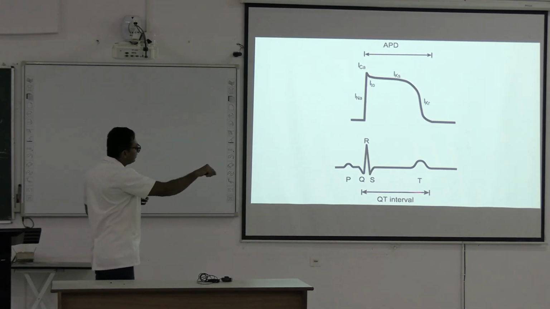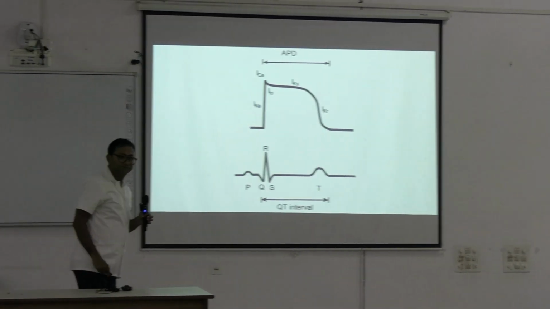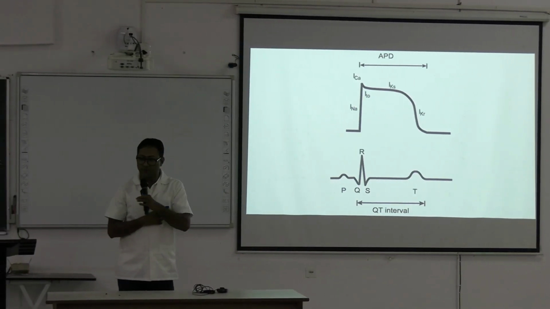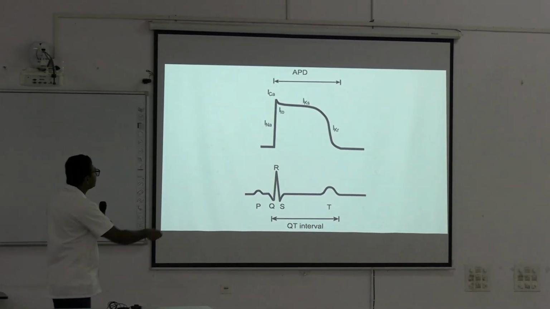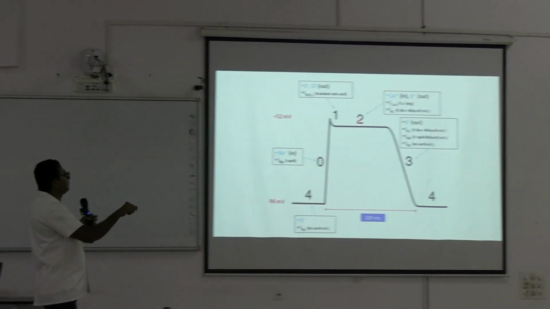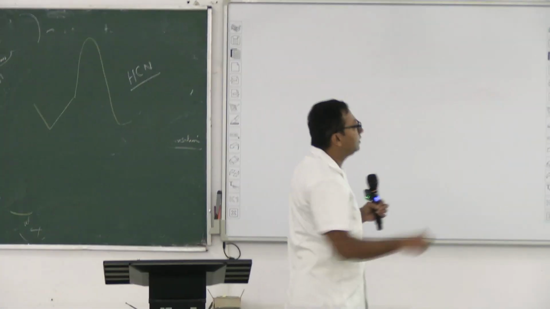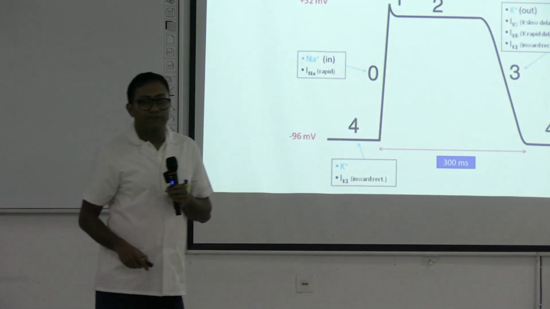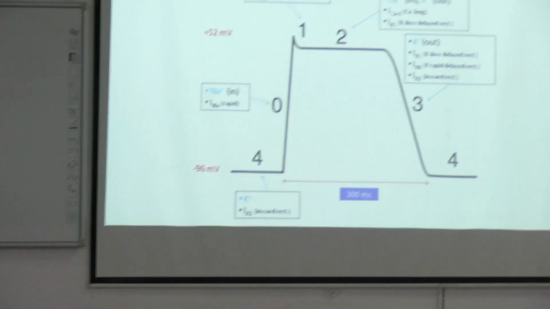So in a timeline, there is a perfect overlap. This is what we are recording from your skin surface by doing an ECG, and this is what is happening within the myocardium. Come back again. Phase 2 is due to calcium in and potassium out, a perfect balance of ion entry and ion exit, so that there is no net change in voltage of the membrane, and you get phase 2, the plateau.